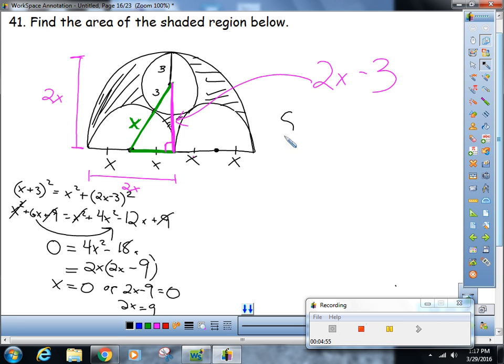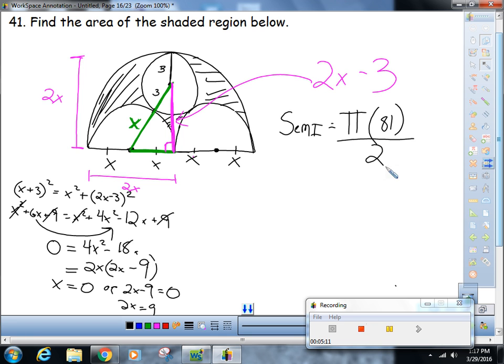let's just write the semicircle, big semicircle. That's going to be pi times, well, x is 9/2. So what's the radius of the semicircle? 9. So it's pi times 81, but it's a semicircle, so it's divided by 2. So that's 81 over 2 pi. Okay? We're just going to remember that.